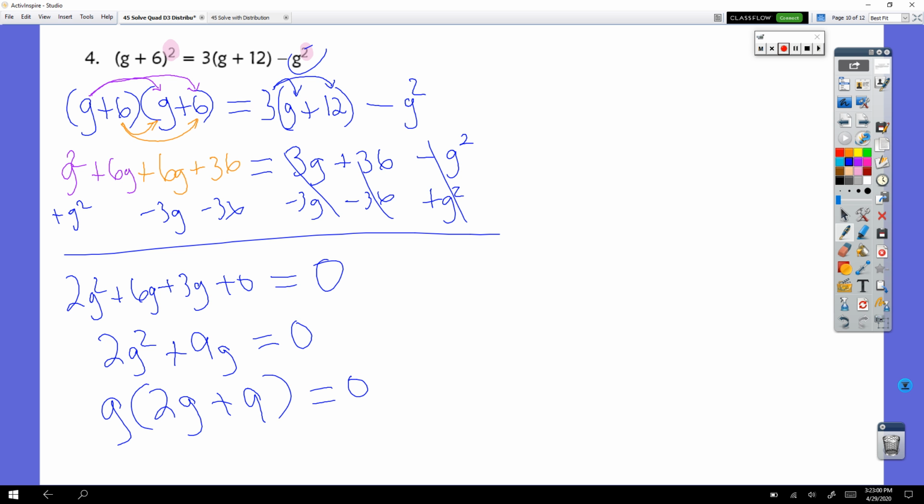So the GCF I took out had a letter with it, so I need to take that GCF and set it equal to 0. There's no solving to do, so that tells me that one of my solutions is g equals 0. The other factor was the 2g plus 9, set it equal to 0. So g is equal to negative 9 halves. So my two solutions are 0 and negative 9 halves.